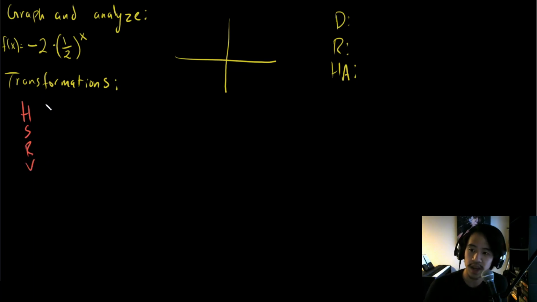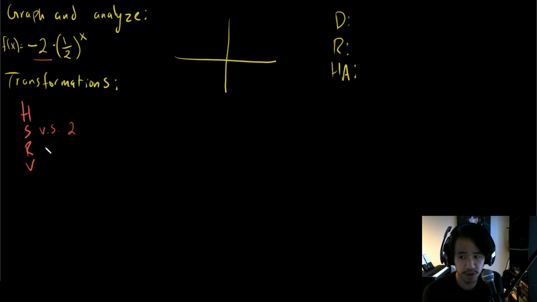All right. So h, do we have any horizontal shifts? No. What about stretches or compressions? We do this time. 2. This is a vertical stretch of 2 because we get multiplied by 2. Do we have any reflections? Sure do. We have a reflection over the x-axis because our negative is on the outside. Now, if we had a negative x up here, that would be a reflection over the y-axis. Do we have any vertical shifts? No.